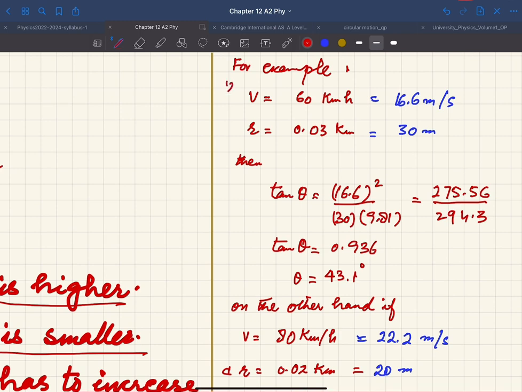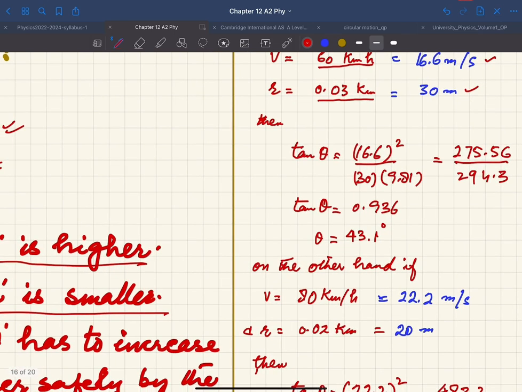First case: the velocity of the motorcyclist is 60 kilometers per hour, and the radius of the circle in which the motorcyclist is taking a turn is 0.03 kilometer. You can convert these units into 16.6 meter per second and 30 meter. When you use this information in the equation tangent theta is equal to V square over RG, with 16.6 and 30, the values give you the angle 43.1. It means that the motorcyclist has to lean inwards.